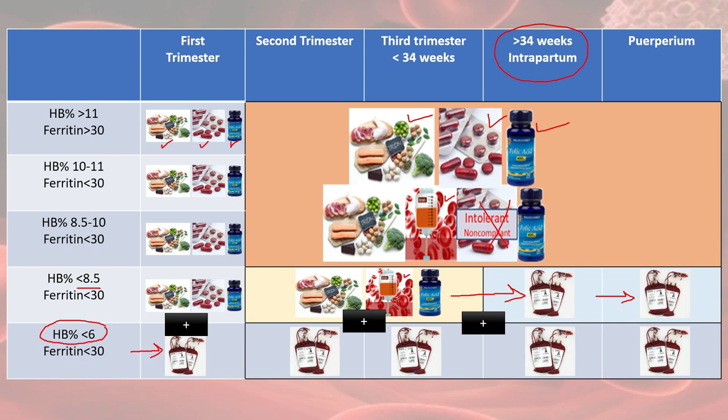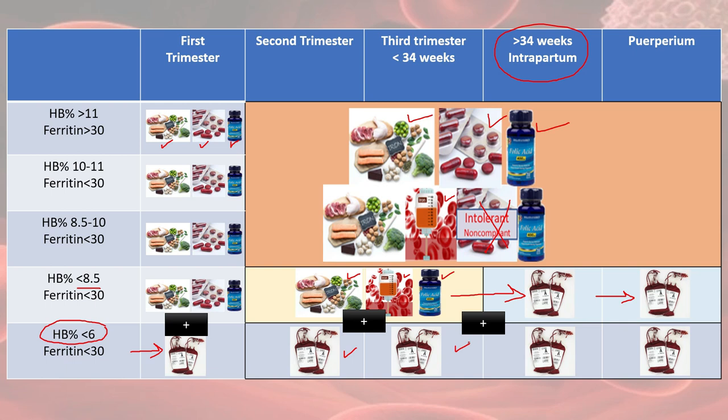Hemoglobin less than 6, second or third trimester, same treatment. We arrange for a better diet. We give the parenteral iron, we give folic acid, and we add the blood transfusion. So if the patient's hemoglobin is 6 or less at any time in pregnancy, then we have to give packed RBCs. Will you give parenteral iron or oral iron?